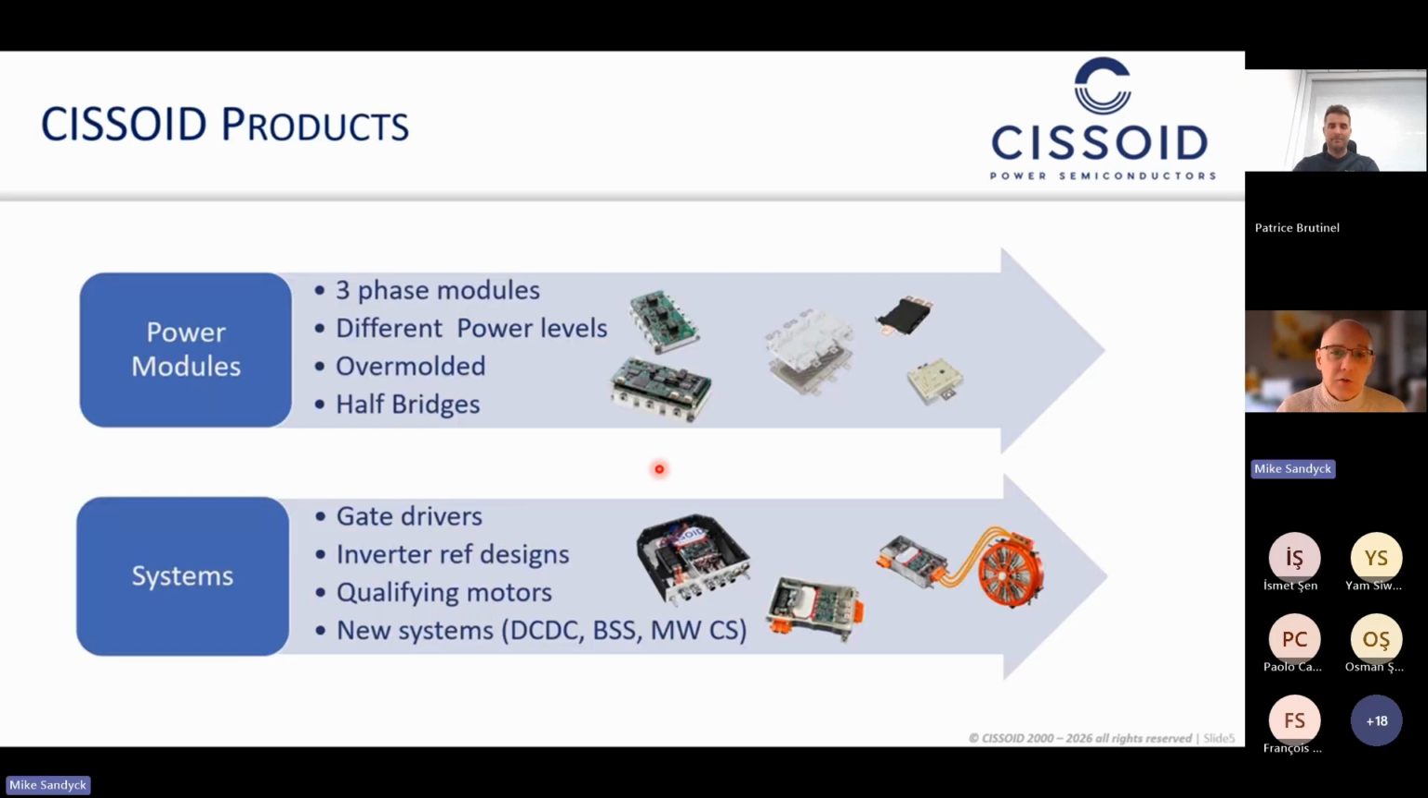CISSOID products, very briefly: on the one hand, we have the semiconductors and power modules that we traditionally do, and on the other hand, we have more system-side solutions such as gate driver boards, inverter reference designs, and even full inverters, where we qualify motors on those solutions and go into novel systems like high power charging, battery disconnect systems, and so on.